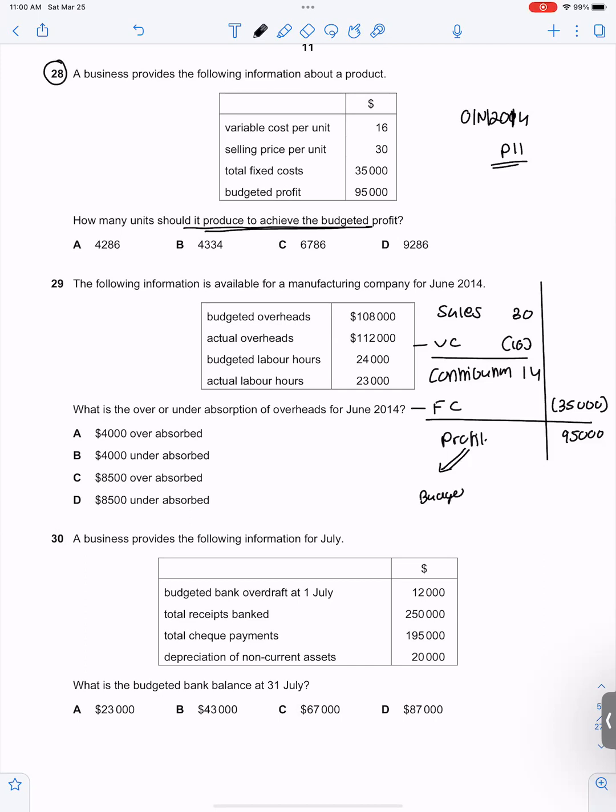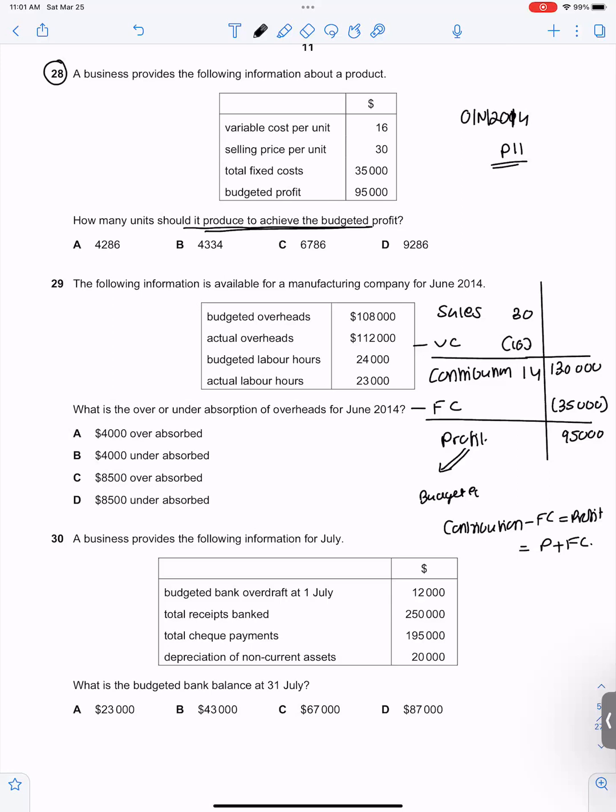Okay. You can arrive at contribution. Profit plus fixed cost is contribution. It is like contribution minus fixed cost is profit, right? So contribution is the profit plus fixed cost. So 95,000 plus 35,000. Your contribution is 130,000.